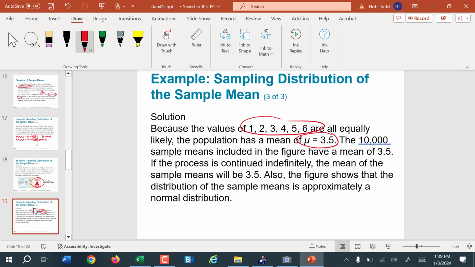The 10,000 just means we took a large enough number of samples. We can't just take 3 or 4 samples and expect it to average out to the population mean. We have to take all of the possible samples, or in this case, since the die is generating a new amount each time, just enough samples so that we can reasonably expect it to be close to the population mean.